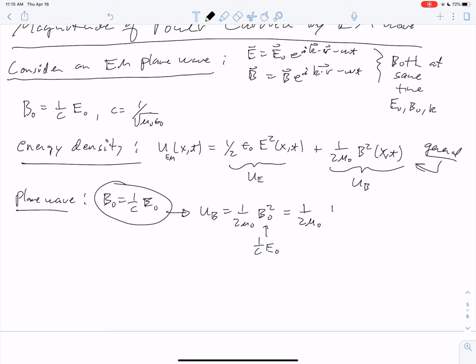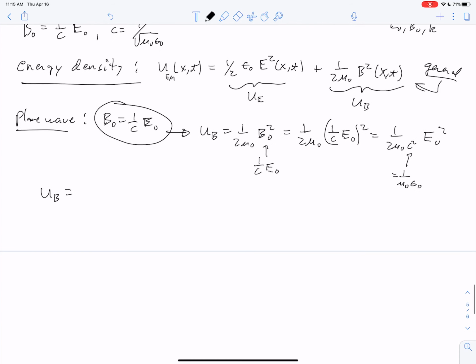And so I can just put right here 1 over c epsilon naught squared. There are some simple little relationships that pop out from this, because now I can see that this is 1 over 2 mu naught c squared E naught squared. But we know that c squared is equal to 1 over mu naught epsilon naught. So then I can see that the magnetic energy density is equal to 1 over 2 mu naught times 1 over mu naught epsilon naught.